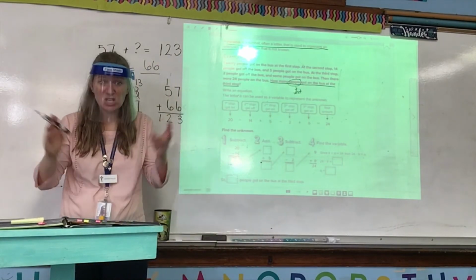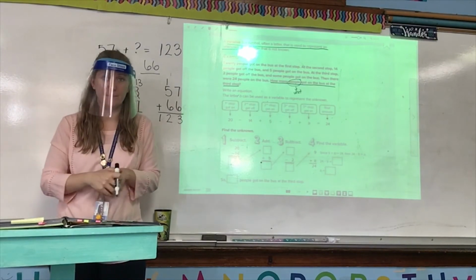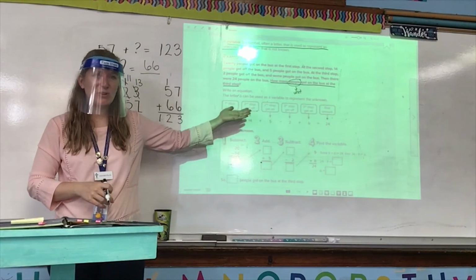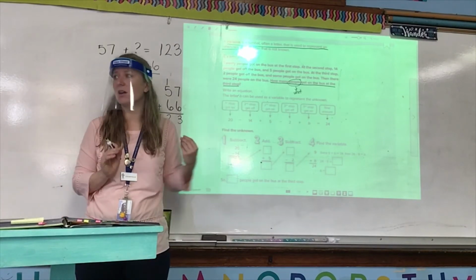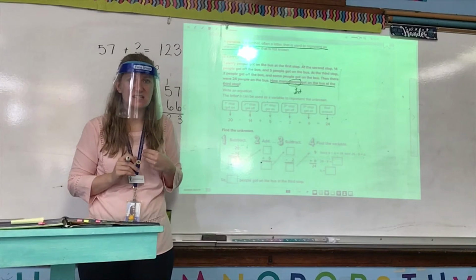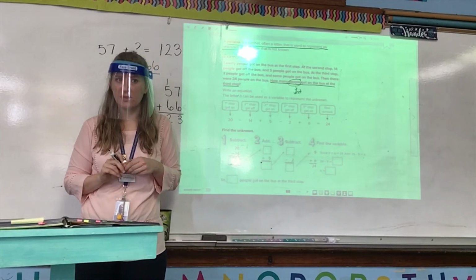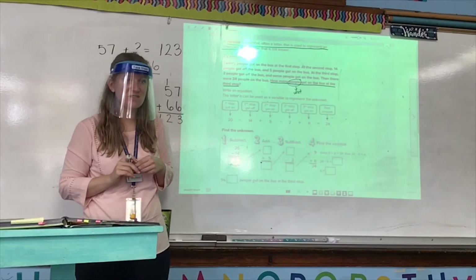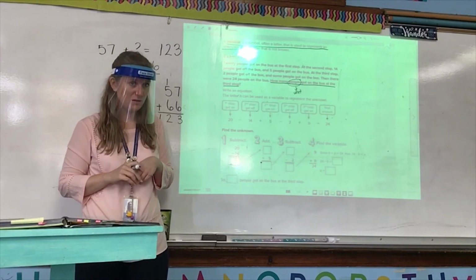So now we know the numbers that we're looking for. We're looking for numbers that represent people. If it says the number of seats, is that going to be an important piece of the problem? The number of seats. Why? Colin? Are we looking for the number of seats? No. We're looking for the numbers of what? People.